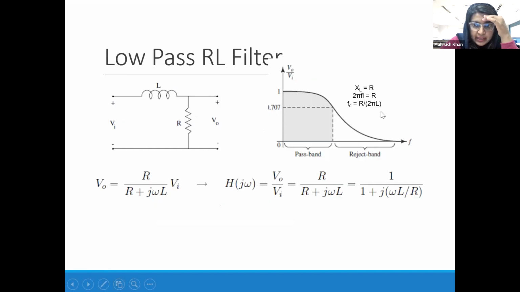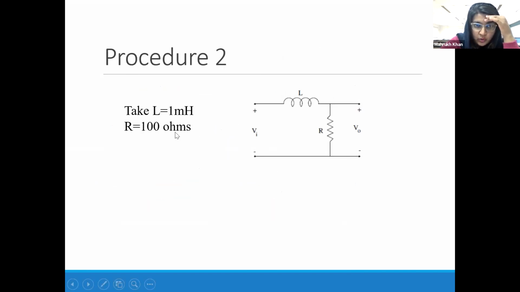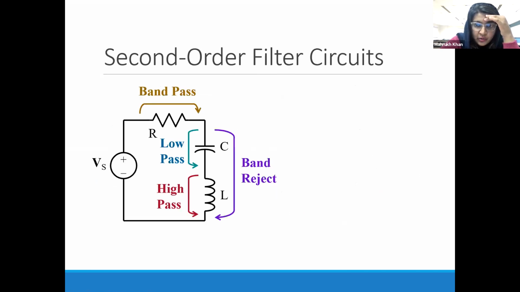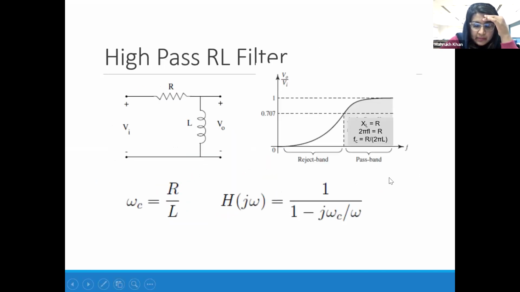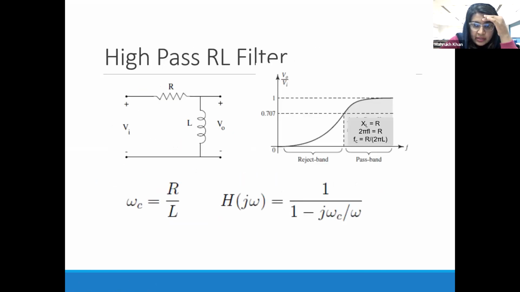One more thing here is that your FC formula is changed. If your XL equals R, it will be 2 pi FL equals R. Your FC will become R over 2 pi L instead of 1 over 2 pi RC. The values I ask you to use are 1 millihenry and 100 ohms. So if you calculate your FC, that will be 100 divided by 2 pi into 1 millihenry, and I think it should be somewhere about, let me check, it's 159.